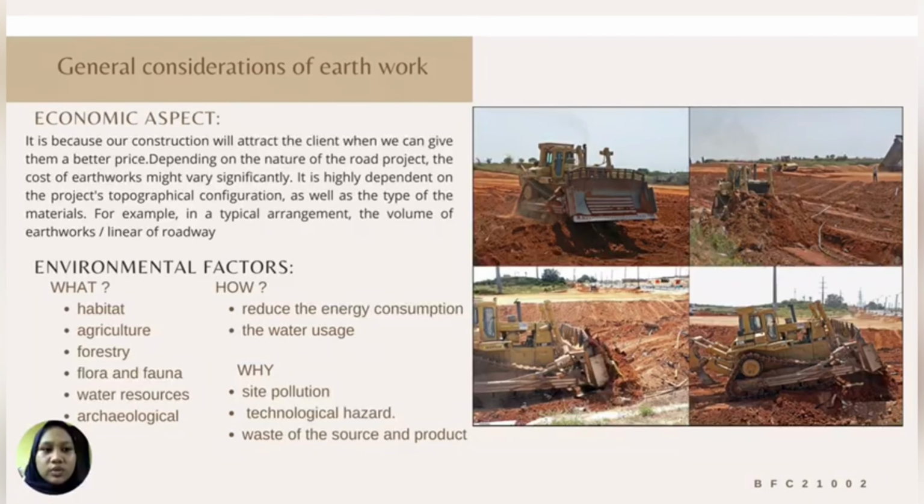Next, we are going to explain the general considerations of earthwork. Firstly, we need to consider the economic aspect. It is because our construction will attract the client when we give them a better price.